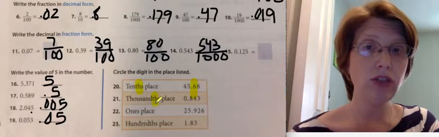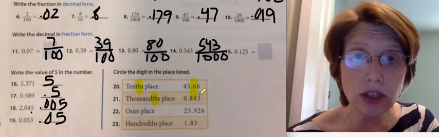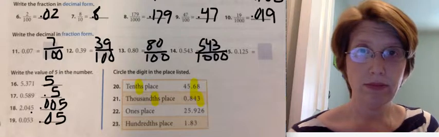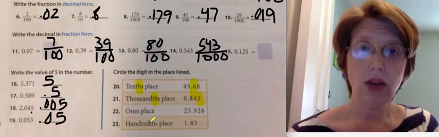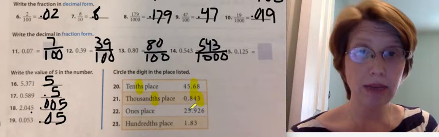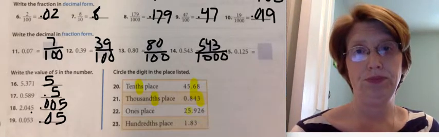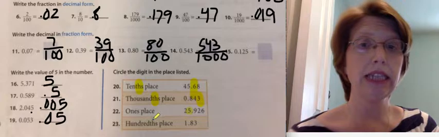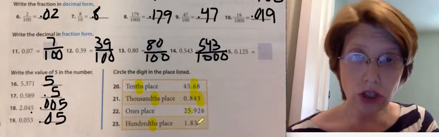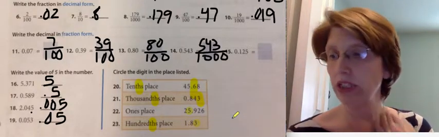Thousandths, that TH means it's going to be behind the decimal. Thousand has 3 zeros, so it's the number in the third place, which is the 3 there. Ones place, ones, so that's a whole number, and that's going to be that 5 right there in front of the decimal. And then hundredths place, again, we've got the TH, which means it's after the decimal. 2 zeros, 2 places, so that means it's the 3. The 3 is in the hundredths place.